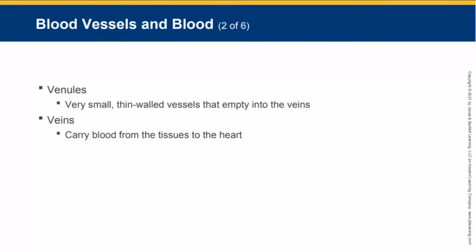Now, primarily, the arteries carry oxygenated blood, with the exception of the pulmonary arteries. And primarily, the veins carry deoxygenated blood, with the exception of the pulmonary veins. These are important things to note.